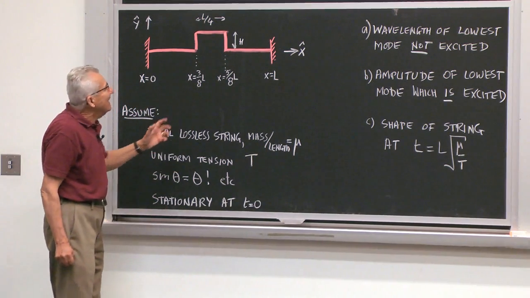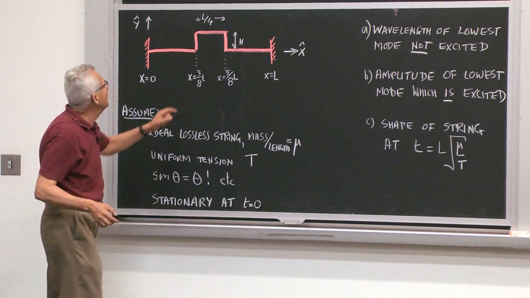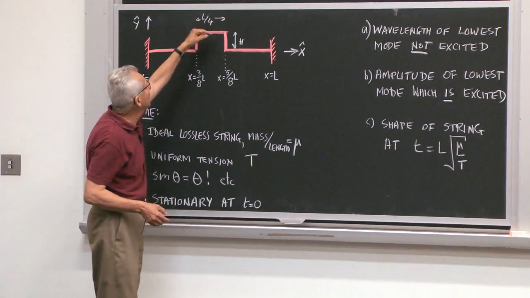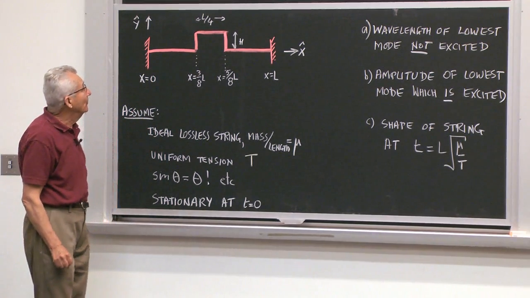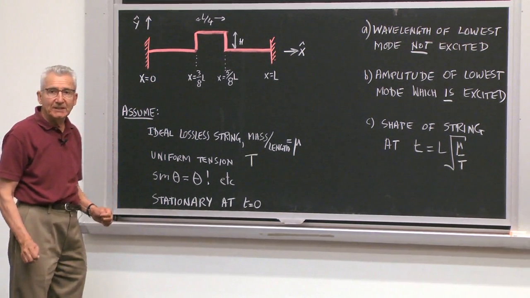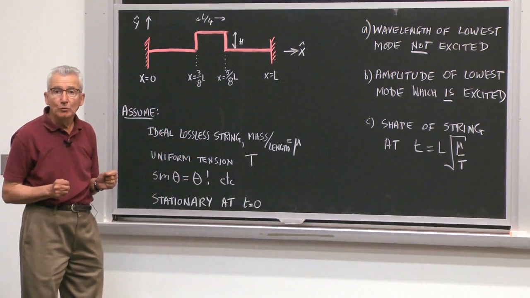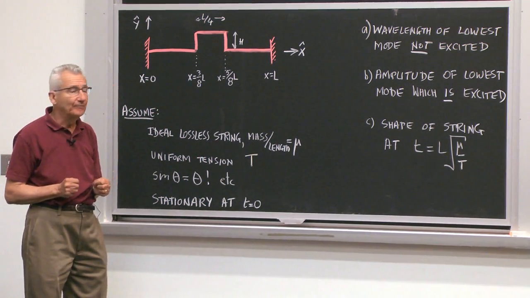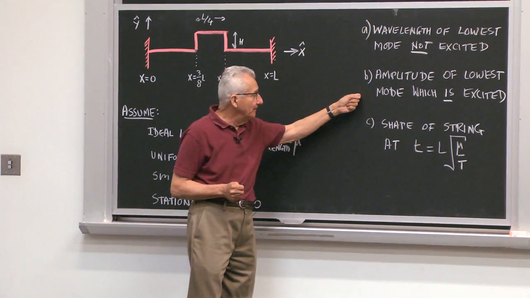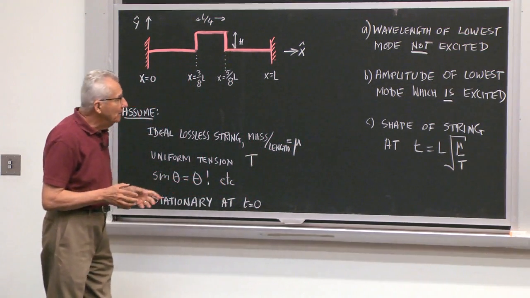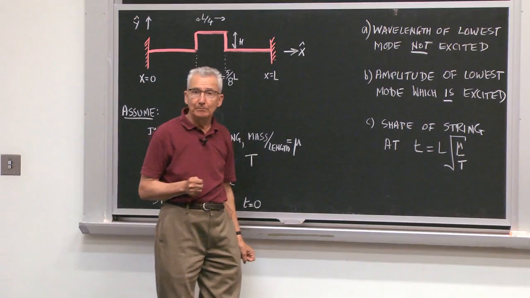Okay? Somehow, miraculously, it's held fixed. You could imagine maybe nails nailed here and fingers holding there. And then miraculously, we let go. And the question is, after we let go, what is the wavelength of the lowest mode that is not excited, the amplitude of the lowest mode which is excited, and finally, what is the shape of this string at this strange time?